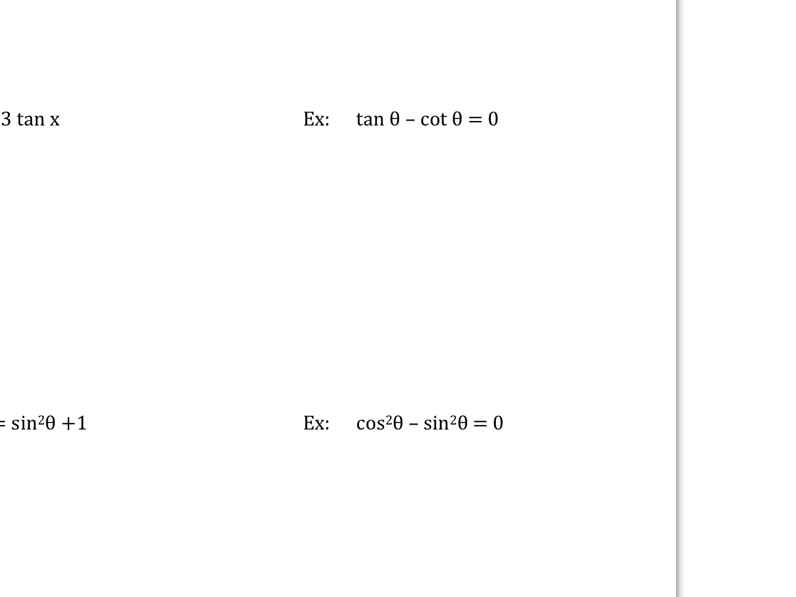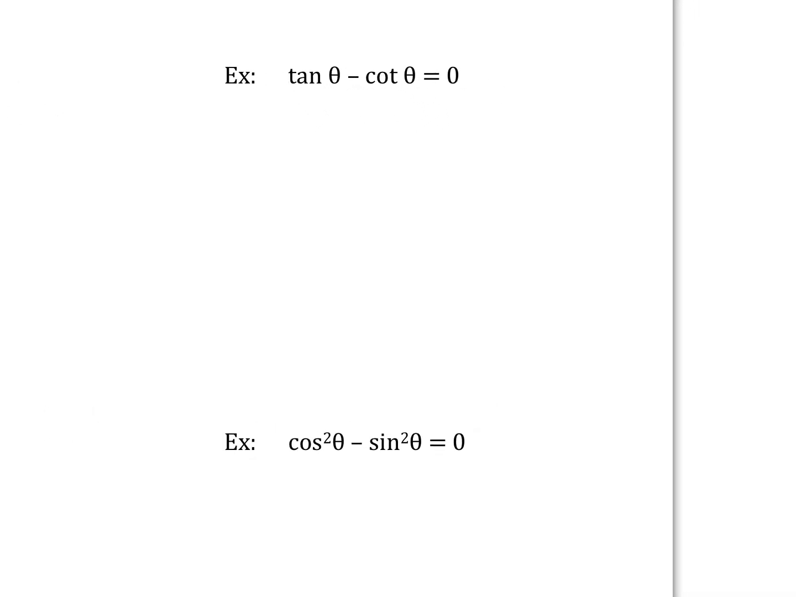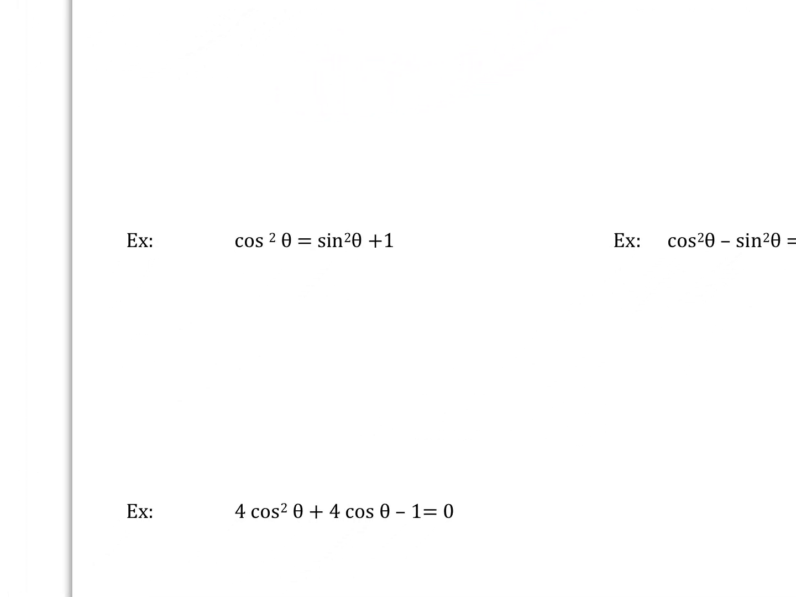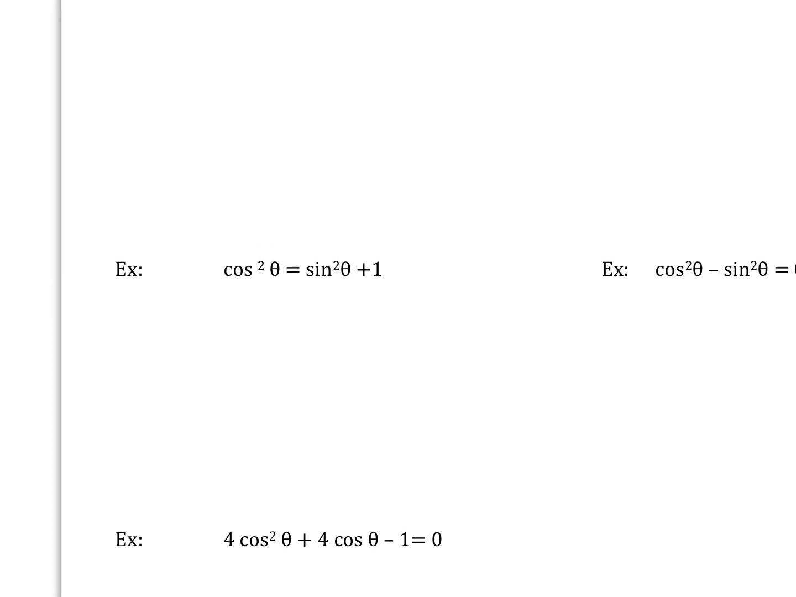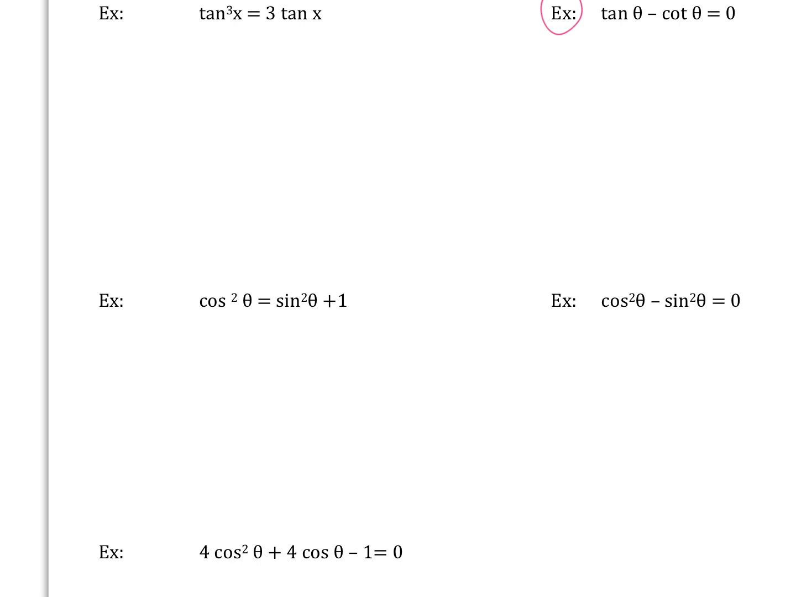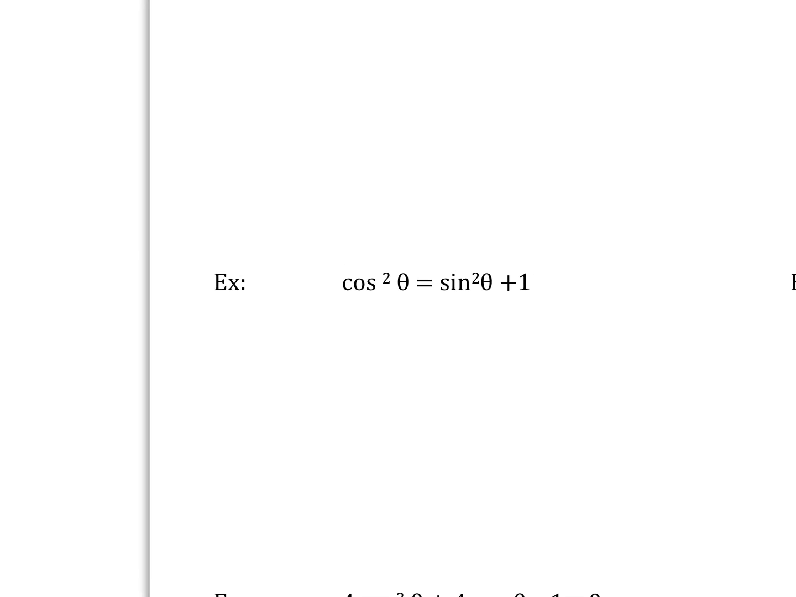So last page here. We're going to look at this one. And actually, we're not going to do this one. I'm going to have you do that one since I just showed you that example on the other page. I'll give you a hint. You have to do it. You're going to use the Pythagorean identity and substitute.